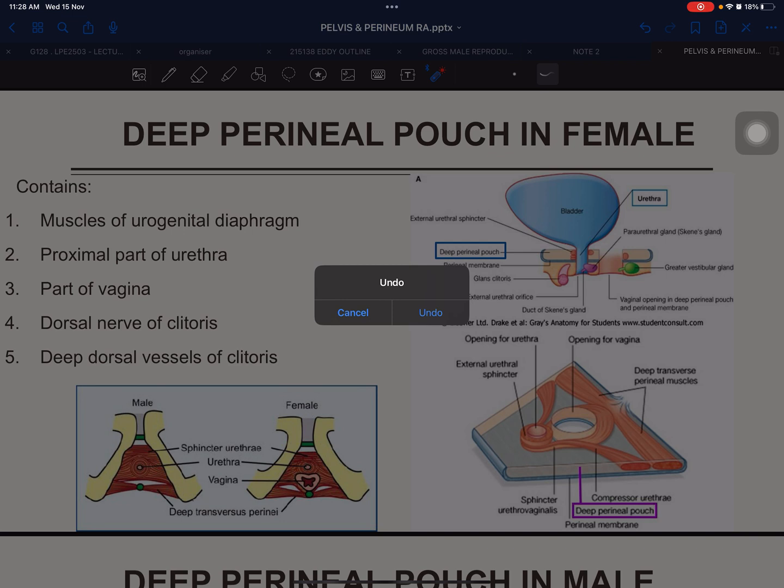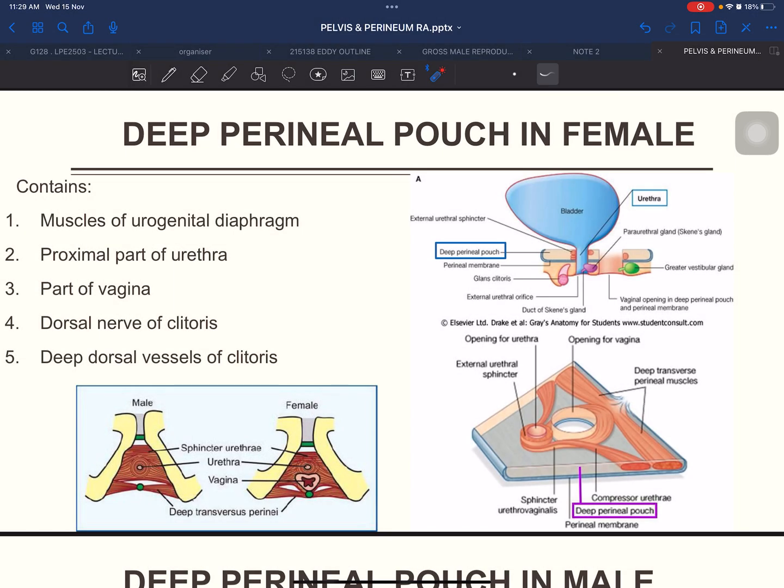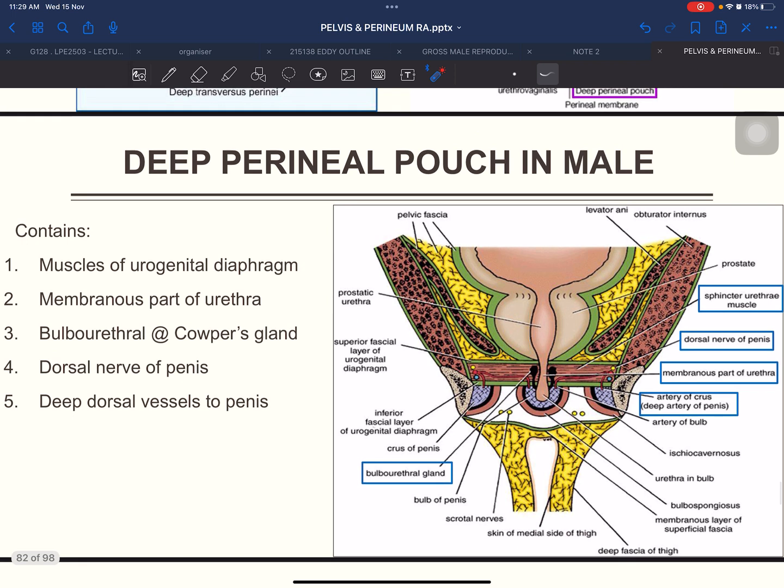Okay, again, as mentioned earlier, the muscle of the urogenital diaphragm. You know in the diagram, the membranous part of the urethra, and now there is a gland. This is the bulbourethral gland. It's located at the deep perineal pouch. Dorsal, same as female, the presence of the dorsal nerve of penis and deep dorsal vessel of penis.